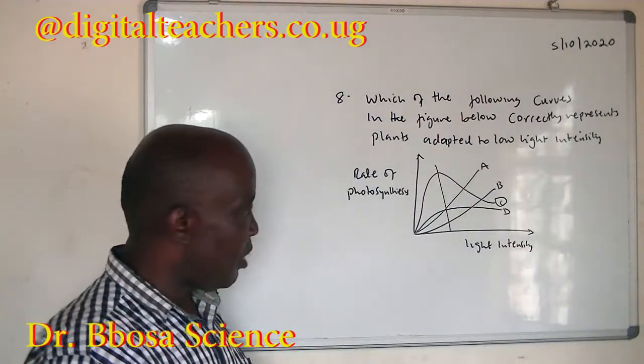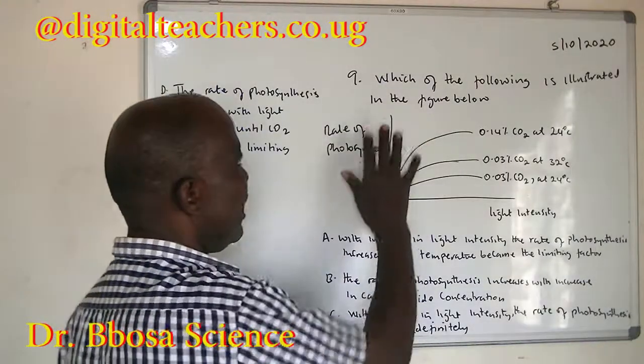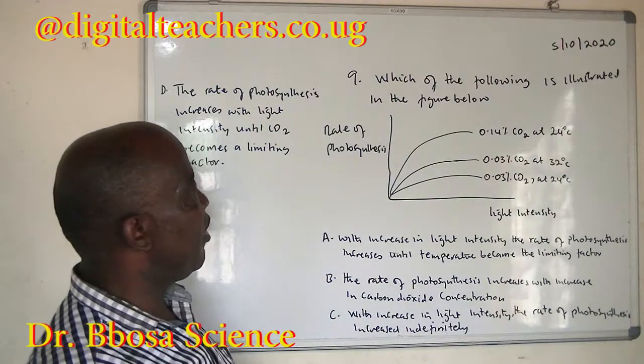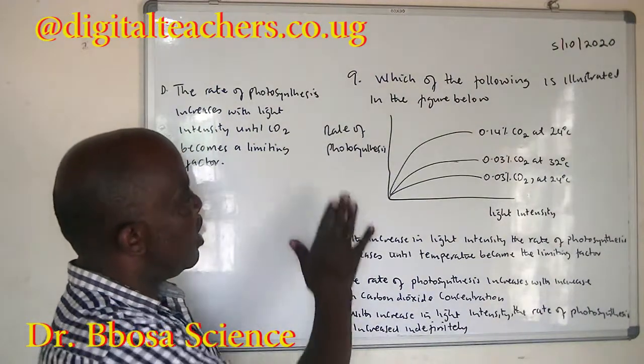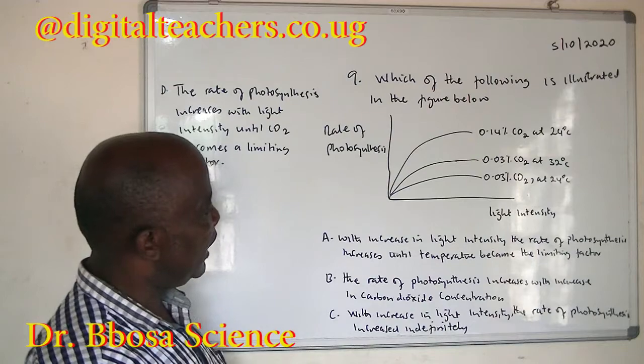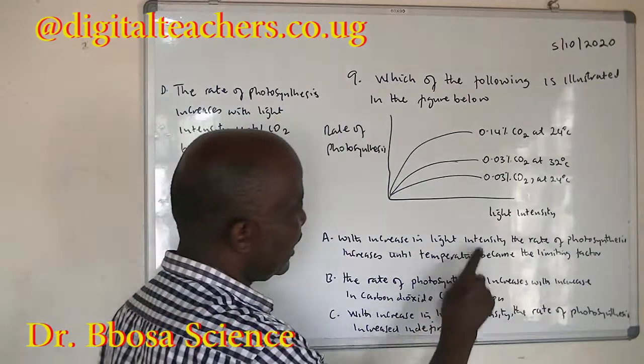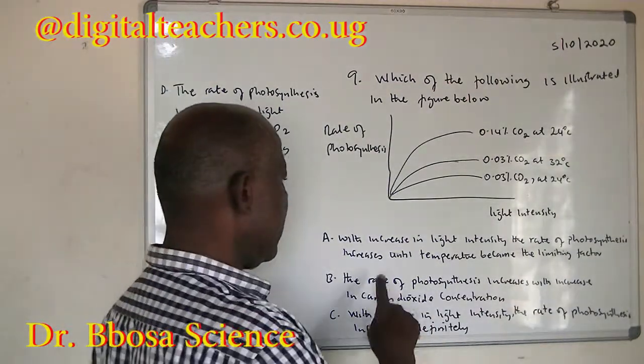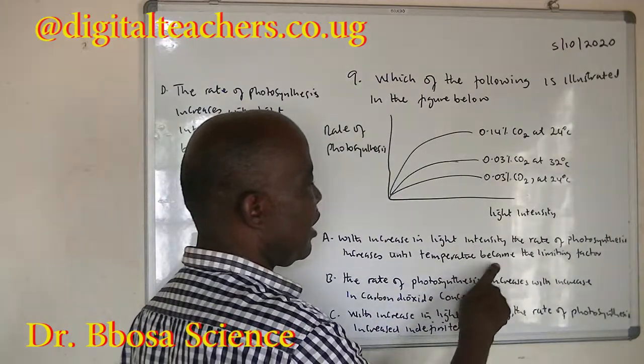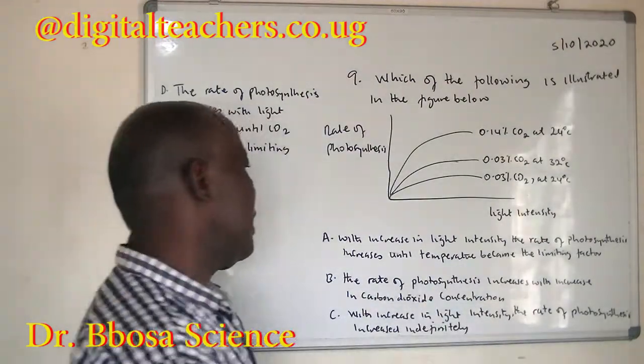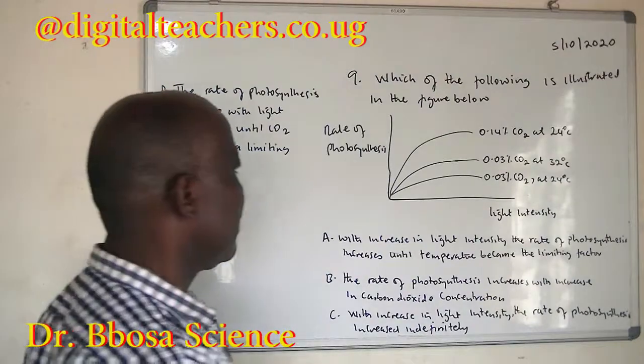Number 9. Which of the following is illustrated in the figure below? A. Increase in light intensity. The rate of photosynthesis increases until temperature becomes a limiting factor.